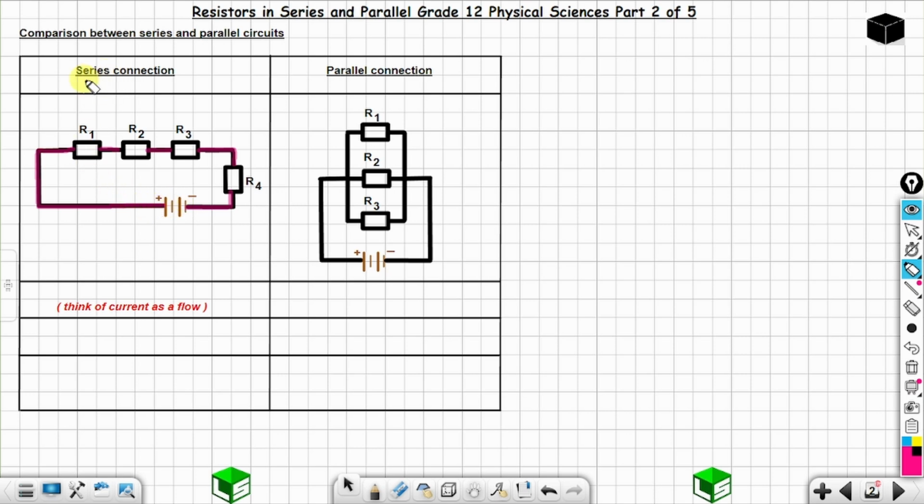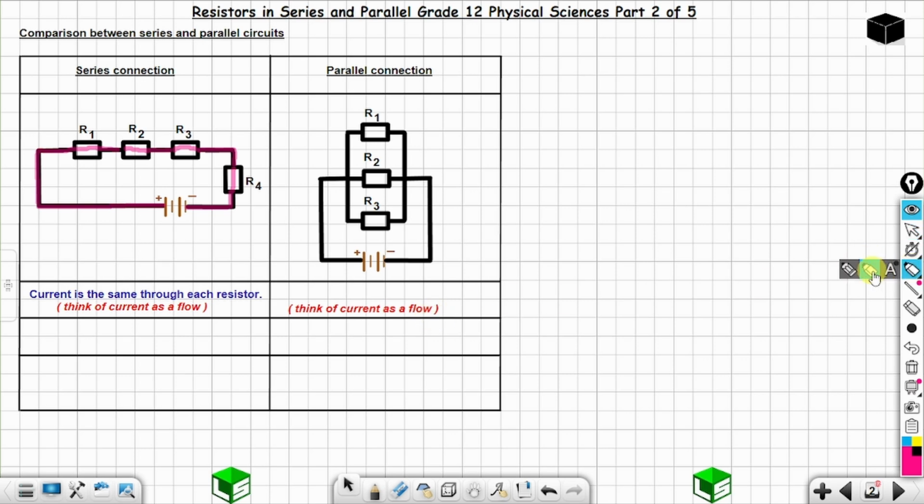So you can see for a series connection, you don't have a splitting point. You have the same current flowing through the resistors. If you think of current as a flow, you are going to see that in a series connection, the current is the same through each resistor.